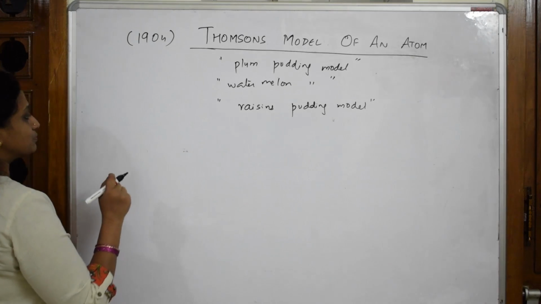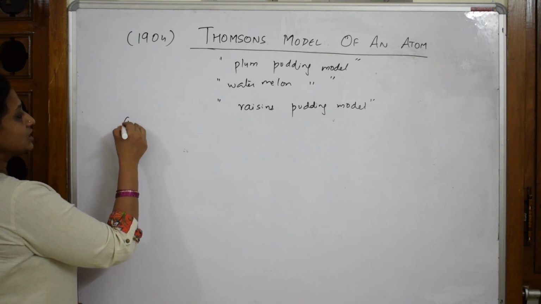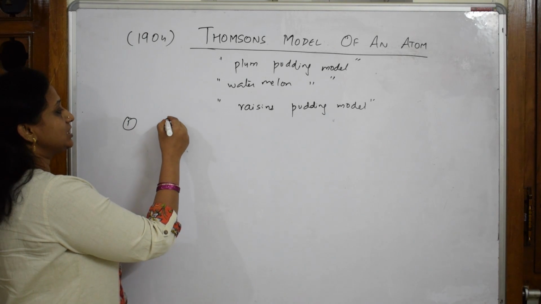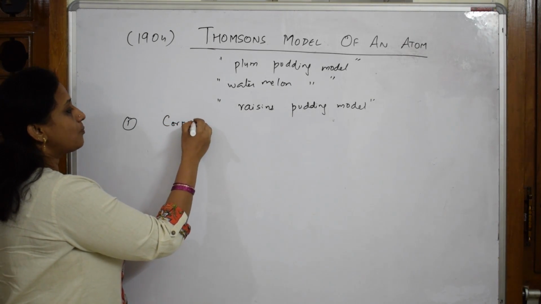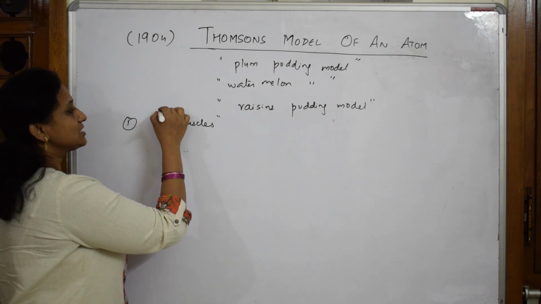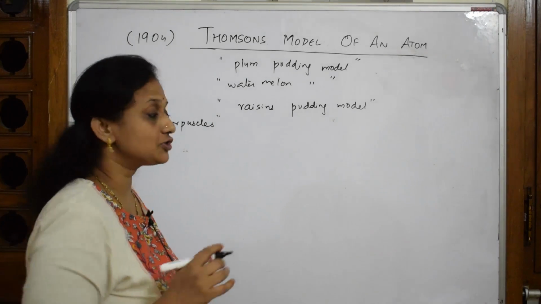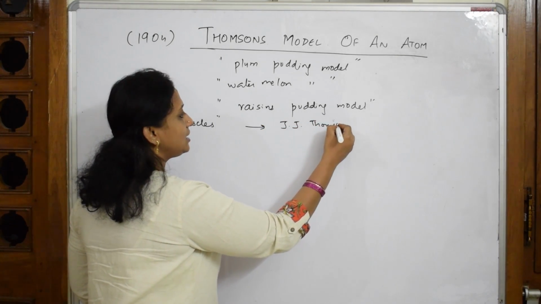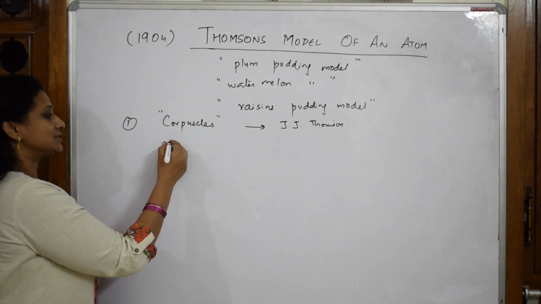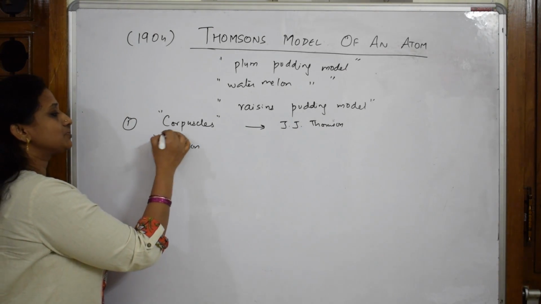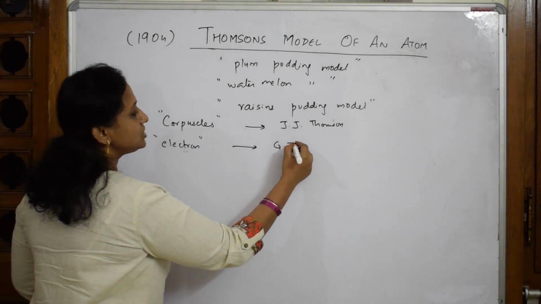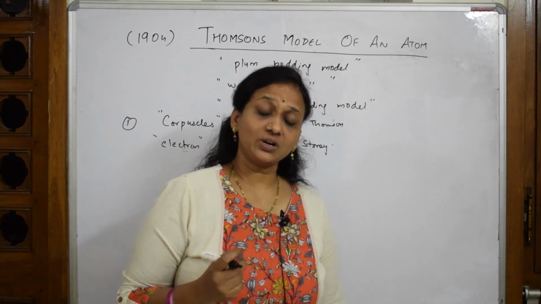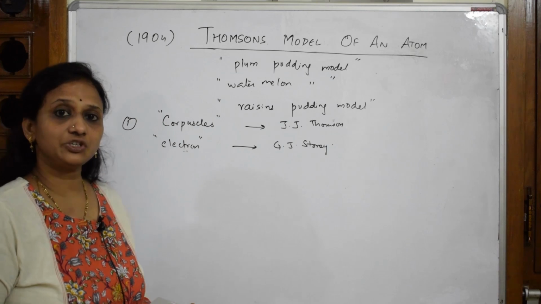That is the first most important thing. When Thomson started discovering his model, he used the word corpuscles. This is the word. Corpuscles is a word used by J.J. Thomson. And the other word, electron, was used by G.J. Stoney. This is the minor difference. That's fine. Then what did he say about the atom? What were his observations of the atom?